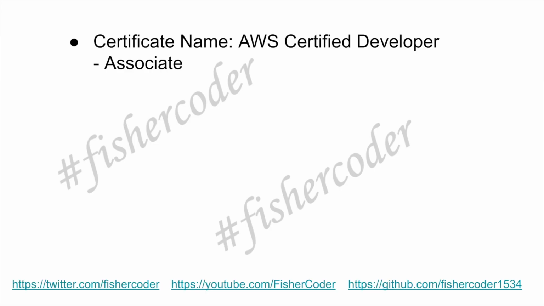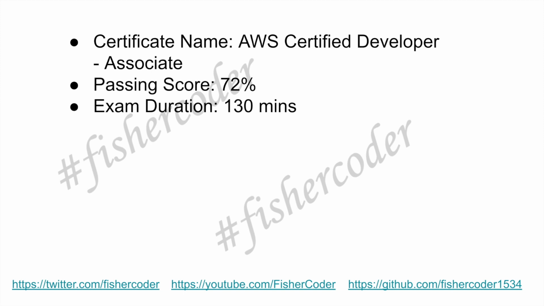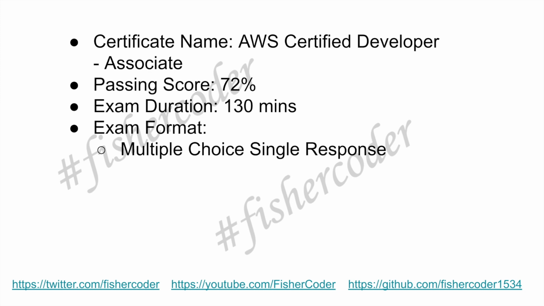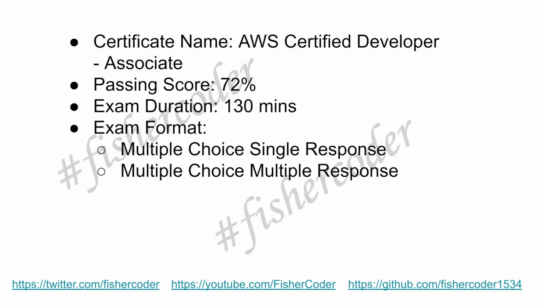The name of the certificate is AWS Certified Developer Associate. It's still associate level, not professional yet. Passing score is 72%. It's scored out of a total of 1,000, but as long as you get over 720, you are considered pass. Exam duration is a little bit over 2 hours, 130 minutes total. Exam format is still the same as the previous two exams, multiple choice, single response, or multiple choice, multiple responses.